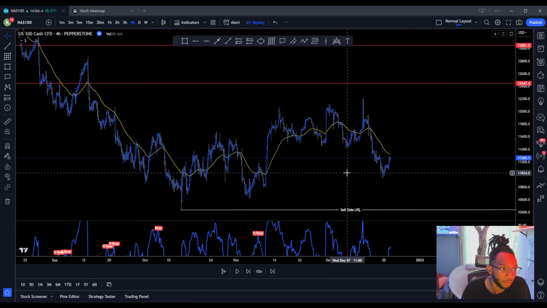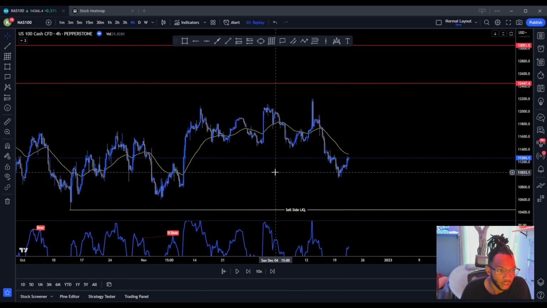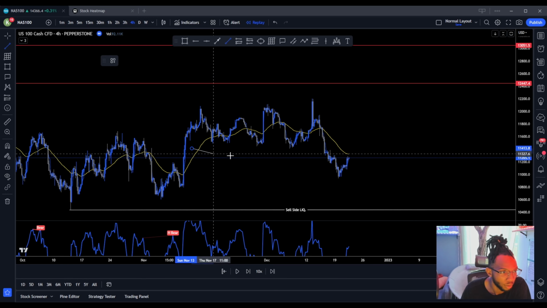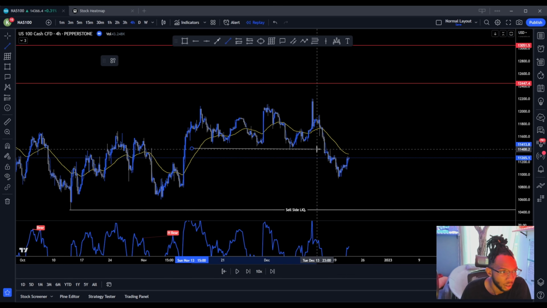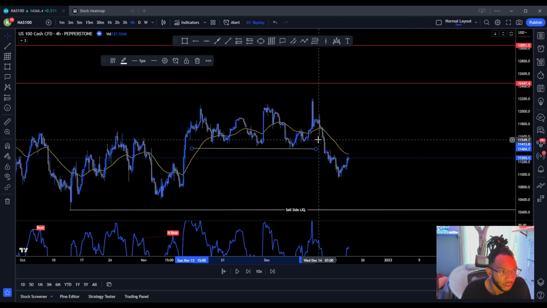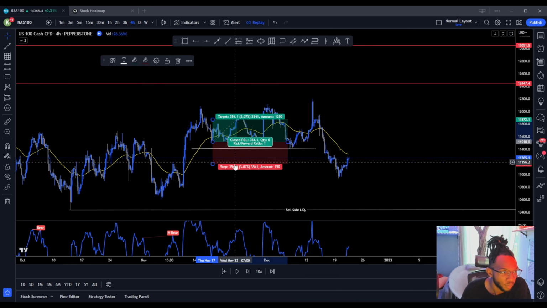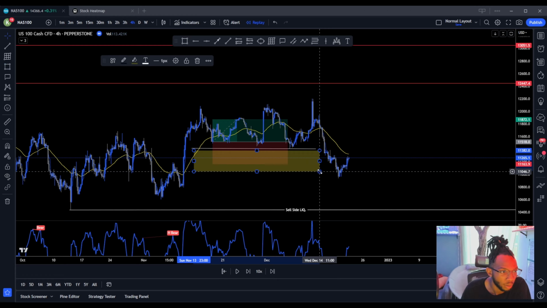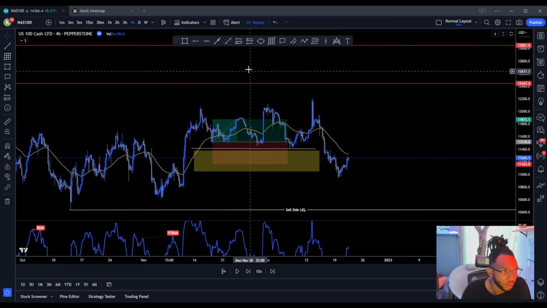Let's talk about that, because now inside of this area we have this acting as a strong level of support, and as price is coming down to this area, they're pushing it back up. So all those stop losses for all these buys are all within this area right here, which I like to call a liquidity pocket.